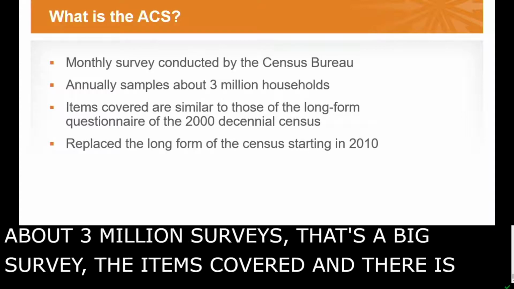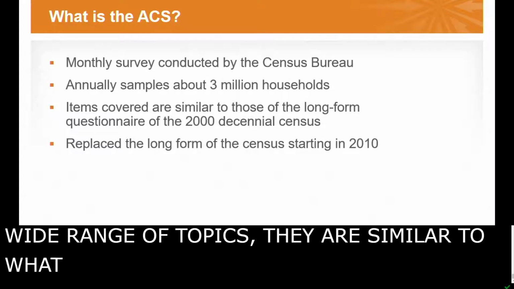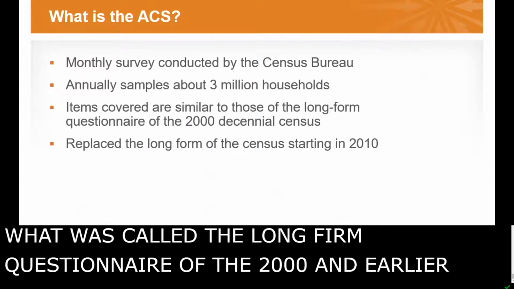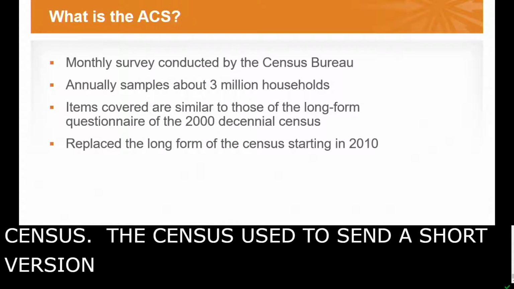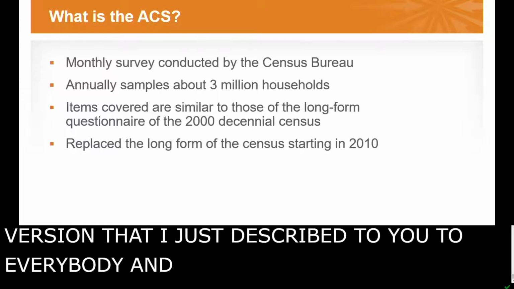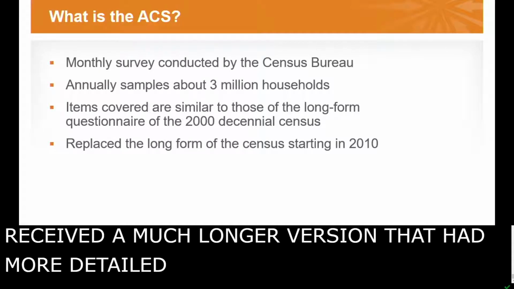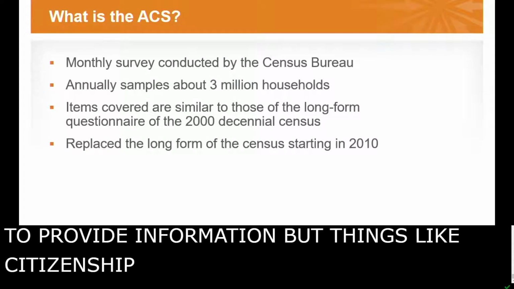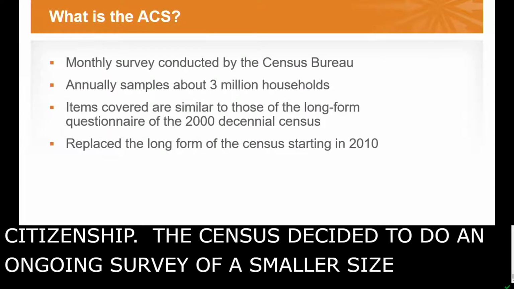The items that are covered are similar to those of what was called the long form questionnaire of the 2000 and earlier censuses. So the census used to send the short version that I just described to you to everyone. And then there was a sample of people who received a much longer version that had more detailed information and opportunities to provide information about things like citizenship. The census decided to do an ongoing survey of a smaller size to be able to keep track of things at a more detailed level.